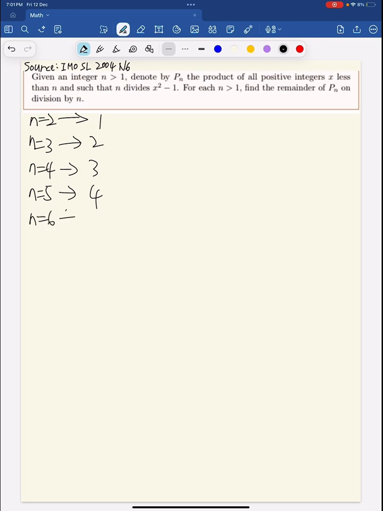N equals 6. For now, you're seeing the trend that it looks like n minus 1. But then, when n equals 6, 1 works. 2 squared minus 1 is 3, doesn't work. 3 squared minus 1 is 8, doesn't work. 4 squared minus 1 is 15, doesn't work. 5 squared minus 1 is 24, which does work, so it's still 5. Okay, now you're starting to prove the n minus 1.